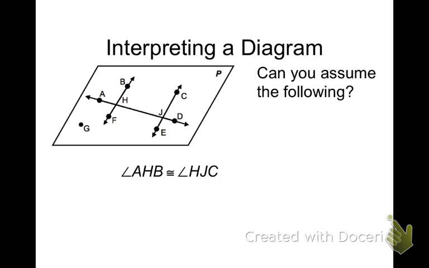So angle AHB is this angle right here, and angle HJC is this angle right here. Can we assume that those 2 angles are congruent? No, I can't assume it. Is it giving me the little marking of congruent angles? No, so we can't assume it. If it showed us this, then we can assume congruency. It looks like that because of the way the lines are set, but we don't know for sure. We can't assume what is not told to us. So that would be a no.